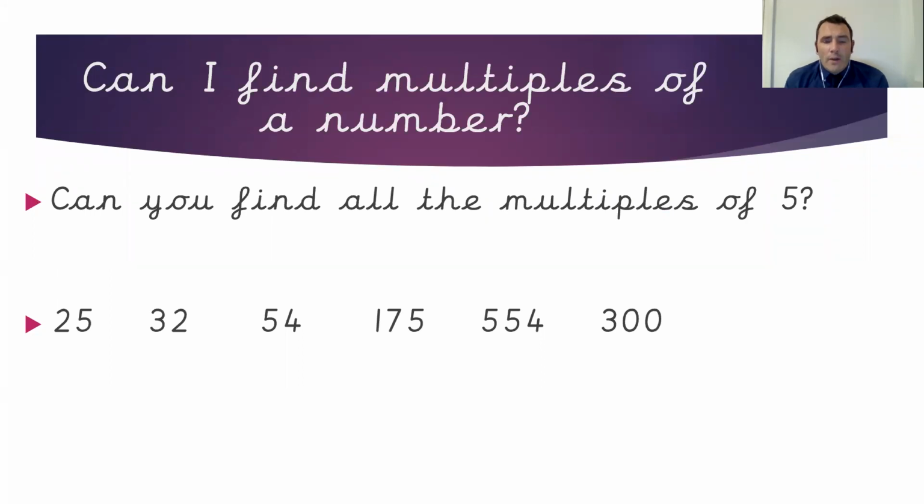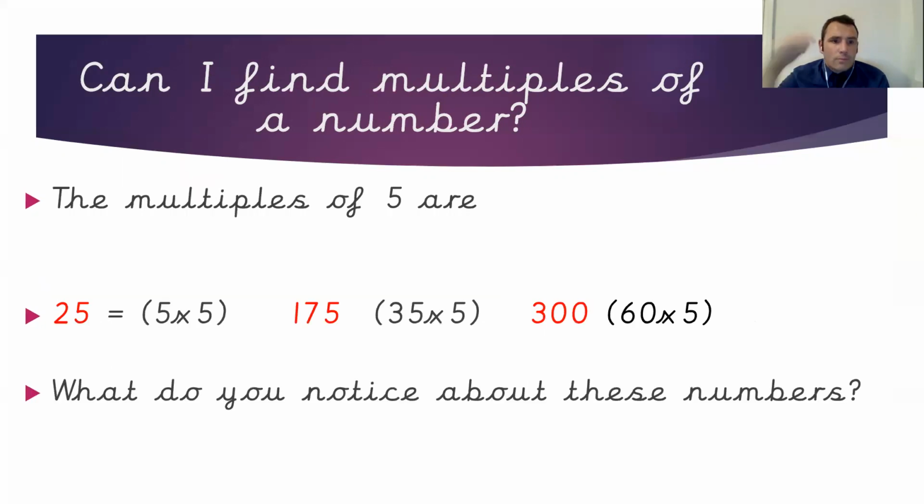So first off, we're going to look at the numbers on the screen below, and you're going to see how many of them are multiples of 5. Take a minute, pause the video. Okay, the multiples of 5 in here are 25, 175, and 300. And I've written as well, so it's 5 times 5, 35 times 5, and 60 times 5. So you've got the multiplications that I've used to get those numbers.